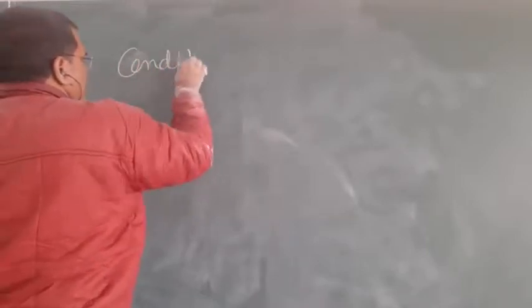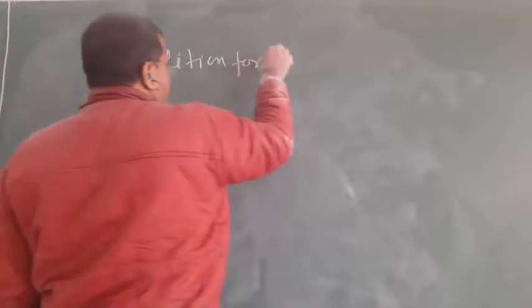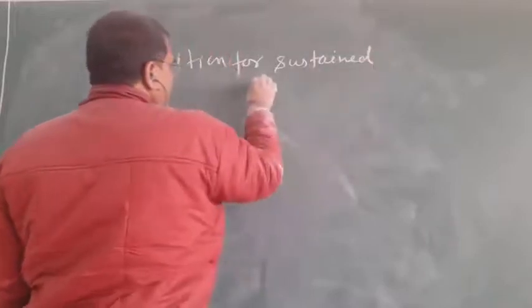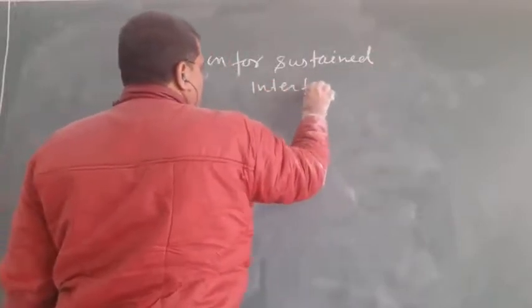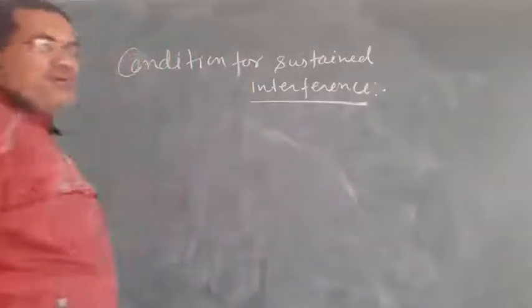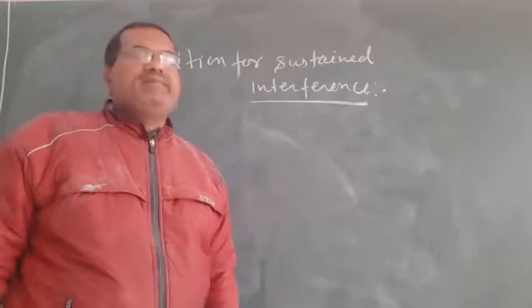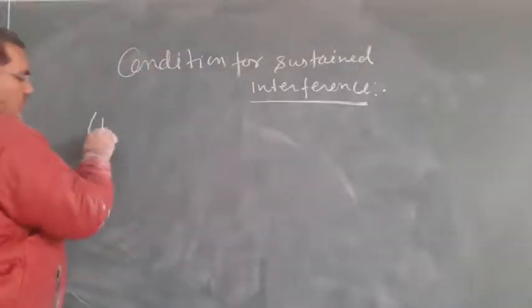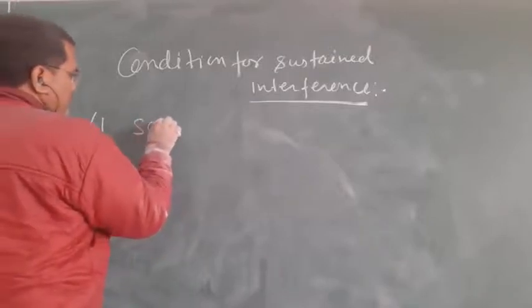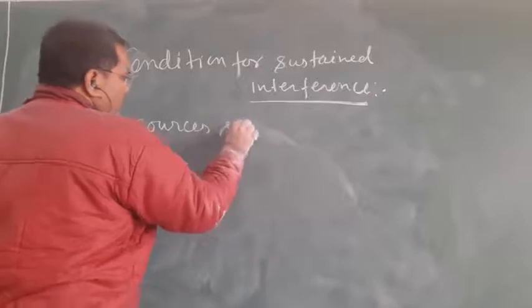Let's write it down. Condition for sustained interference. Very important part. Condition for sustained interference. Number one, write it down point wise. Sources should be coherent.